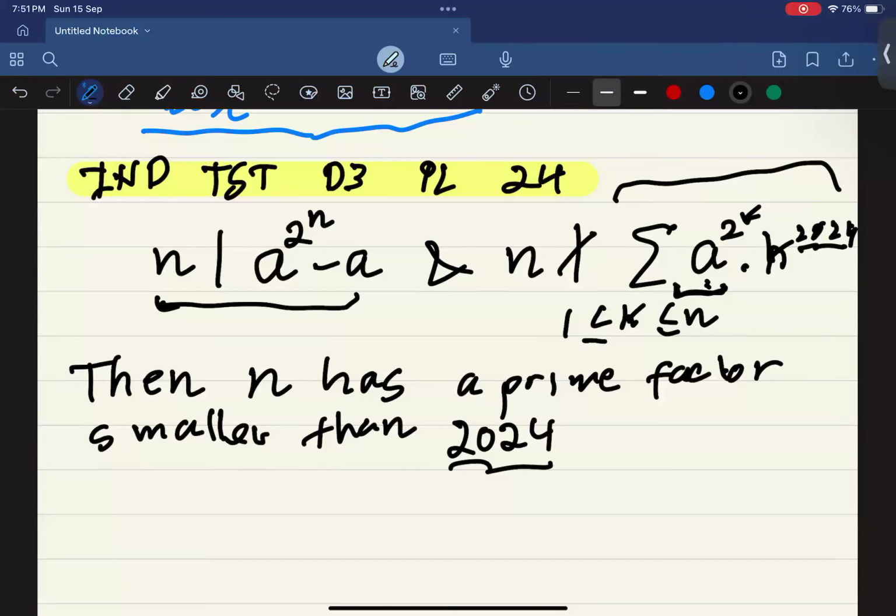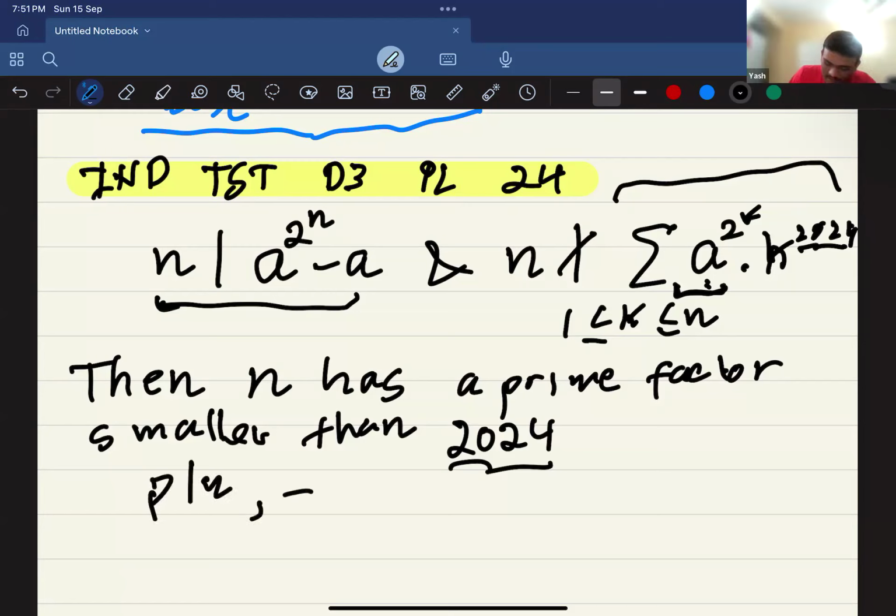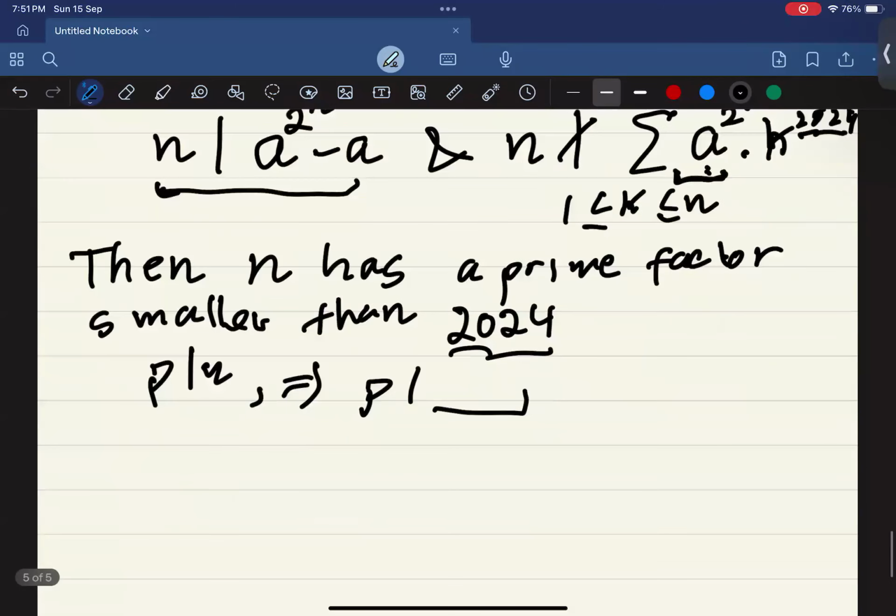Could you please restate the assumption? So 2024 and 2025 are not prime, no. So basically p is greater than 2025, right? Yes. I'm saying that if p divides n, then by assuming the contrary, I'll get that p divides this weird sum. Oh, yes. Wait, I'll come back in a minute. Okay.